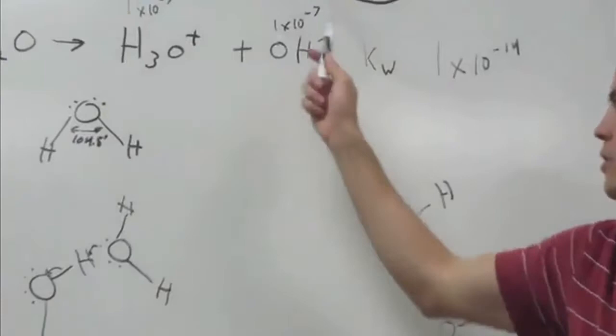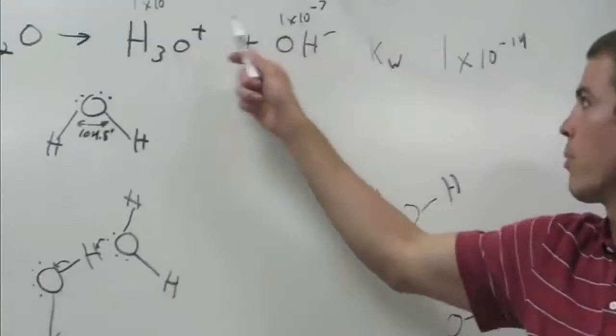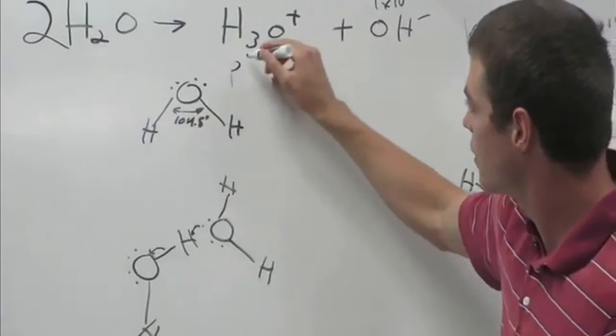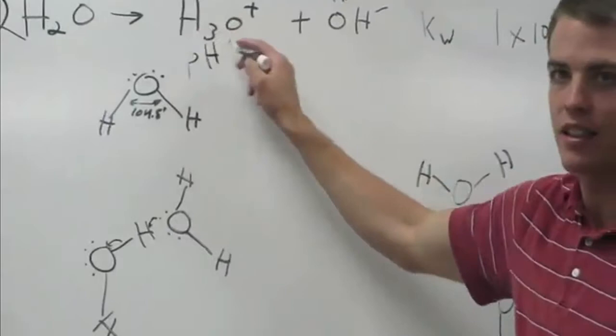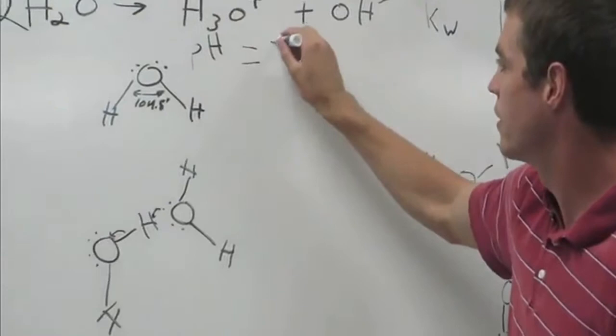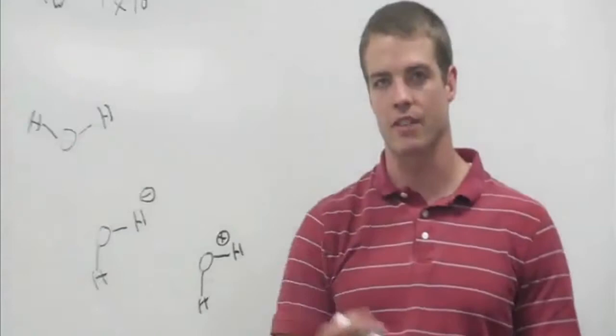Of course, these two multiplied together would give us the 1 times 10 to the negative 14, but these are both at equilibrium. And so if we take the pH, right, which is the negative log of the hydrogen, of the acid, the negative log of 1 times 10 to the negative 7 equals 7.